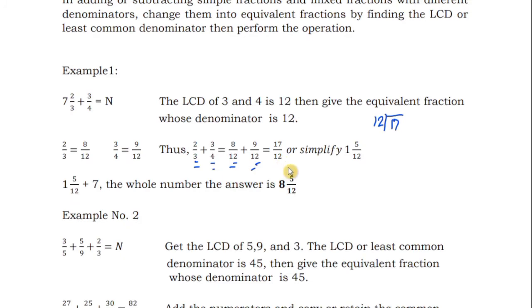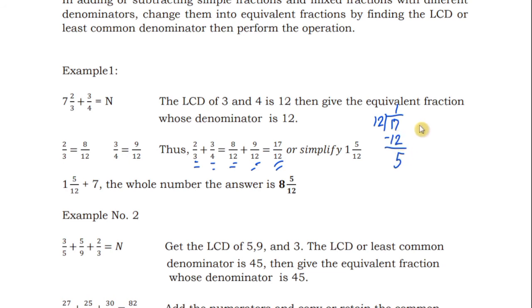So we have here our result as 17/12. So how do we simplify this, or change it from an improper to a mixed fraction, by dividing 17 by 12? We have 17 divided by 12, and that is 1. 1 times 12 is 12, and 17 minus 12 is 5.